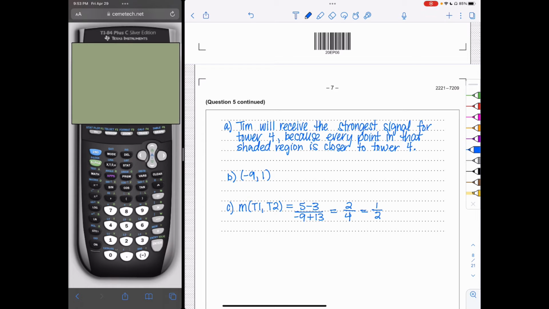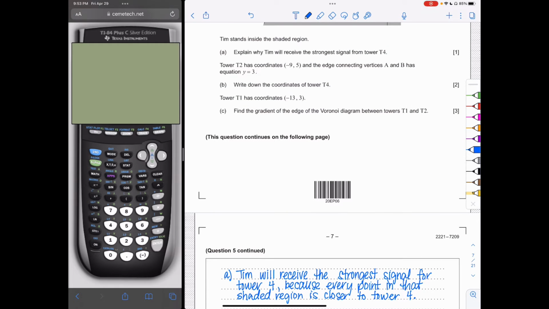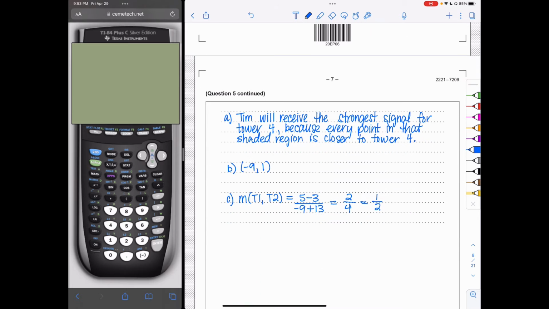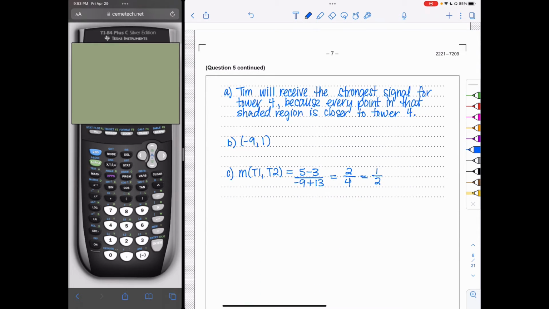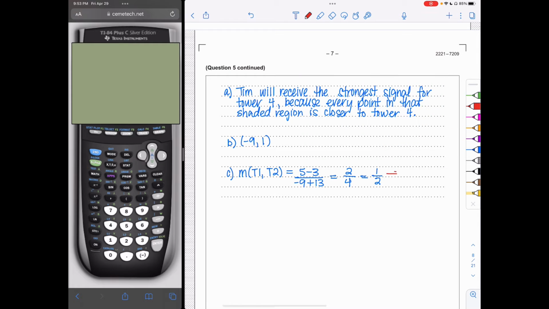But we all should know that the edge, or the perpendicular bisector that we need to draw, has the opposite reciprocal slope. So that means my slope of my perpendicular line is going to be the opposite reciprocal of 1 over 2, so it's going to be negative 2. So that's the slope of my edge there.